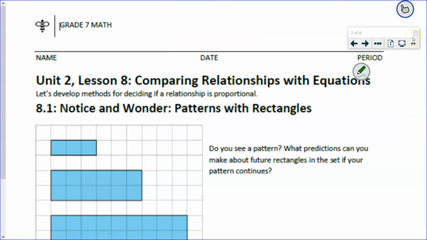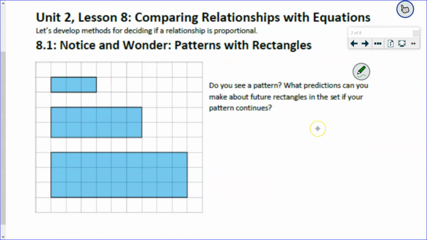All right, we're back. What are some things that you noticed? We'll start with what you noticed first before we move on to what you wonder. What did you notice?